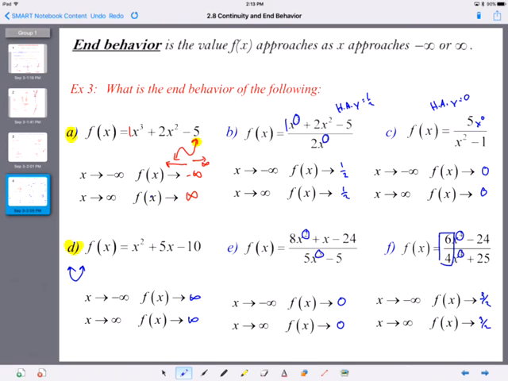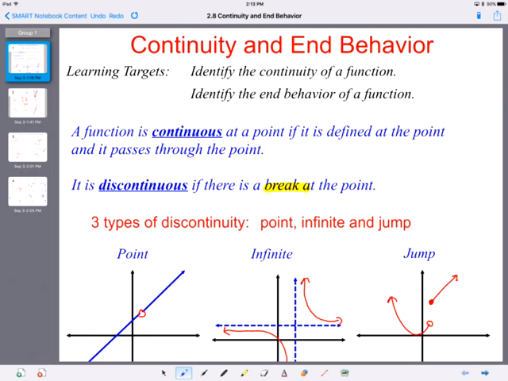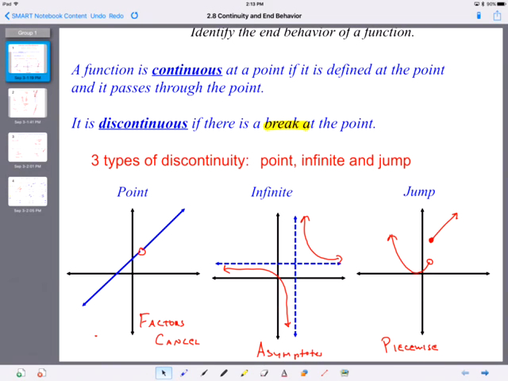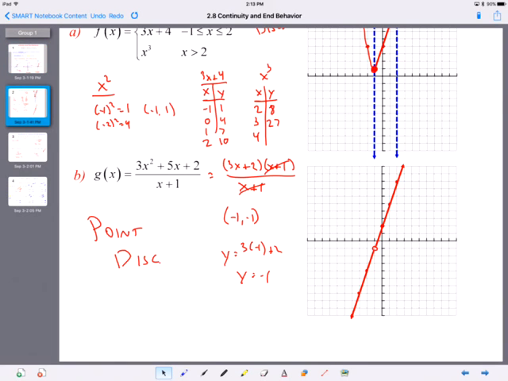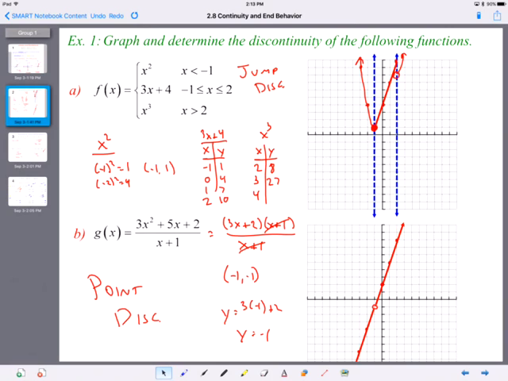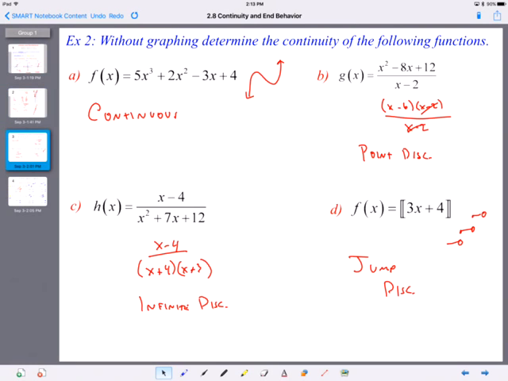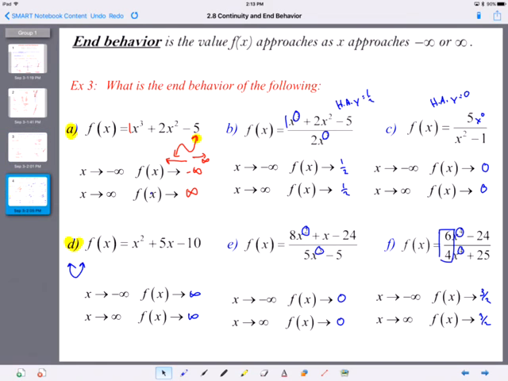Okay, so that is it for continuity and end behavior. Make sure you can identify the 3 types of discontinuity: point, infinite, and jump. We also have functions that are continuous. Be able to graph and identify discontinuity, be able to do it without graphing, and then also be able to identify end behavior of polynomial and rational functions now.